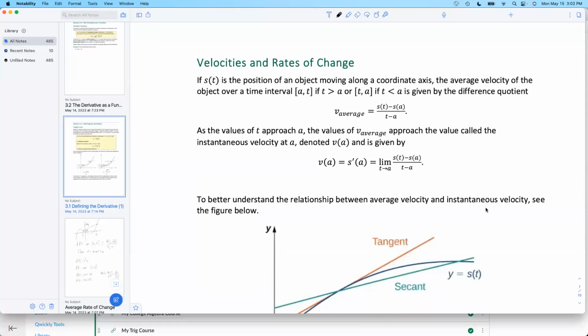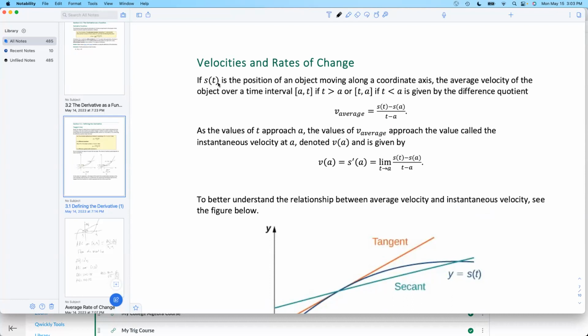Okay, after you guys finish this class, you're going to take Physics 1. A lot of what you do in that class is about projectile motion. It's just about the study of motion. And the first thing you need to learn in that class is that velocity is a rate of change of position. And instantaneous velocity is the derivative of position.